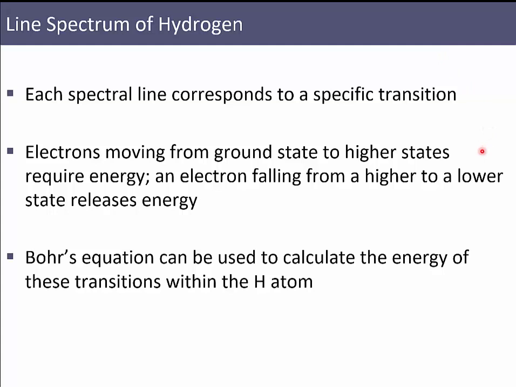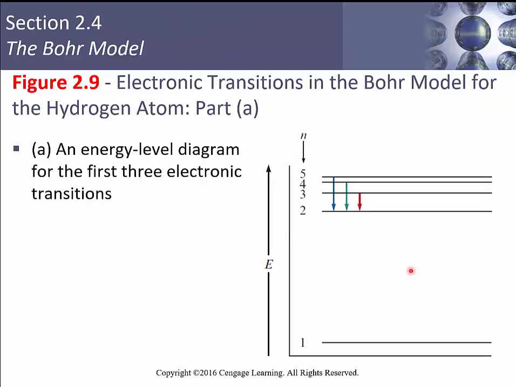Electrons moving from ground states to higher states require energy, and an electron falling from a higher to a lower state releases energy. It's like falling down the stairs. It's going to take some energy to go up the stairs, but if you fall down the stairs, you're releasing energy, and you're probably screaming a little bit as you're doing it. Bohr's equation can be used to calculate the energy of these transitions within a hydrogen atom. It gets a lot more complex really fast as soon as you get away from the hydrogen atom. Even something like helium, with a 2-electron system, becomes way more complicated. We're not going to get into that math at all.